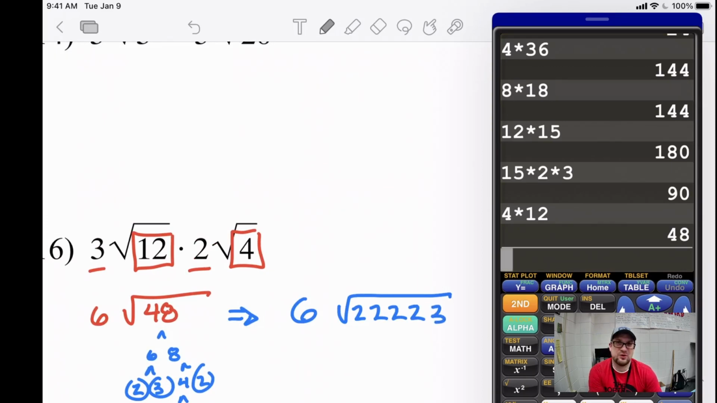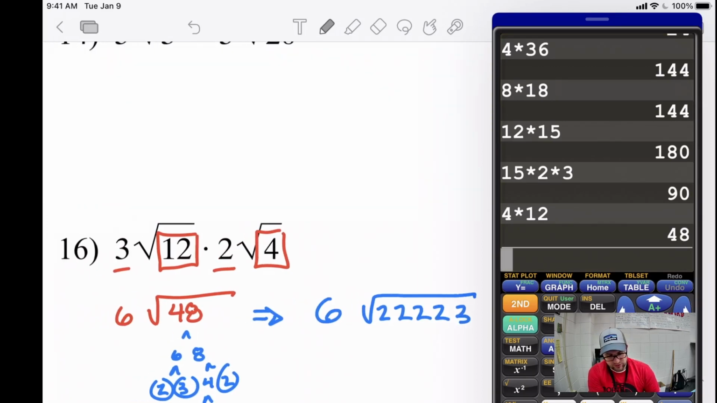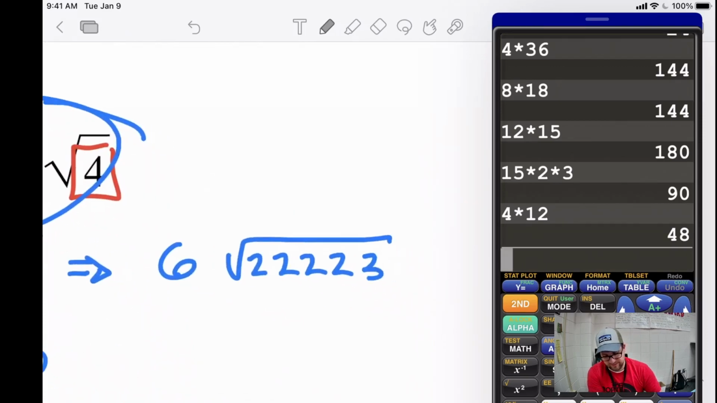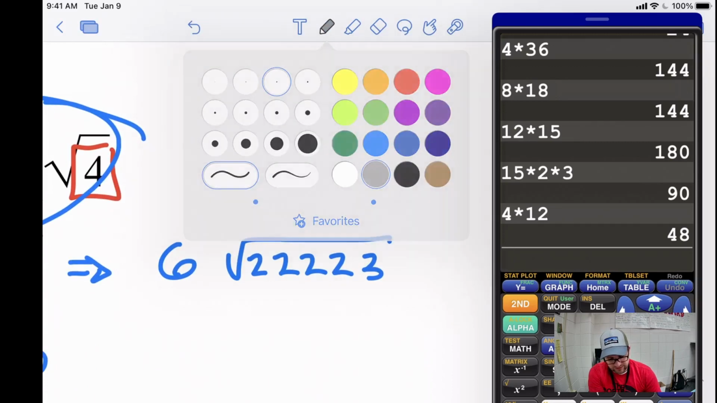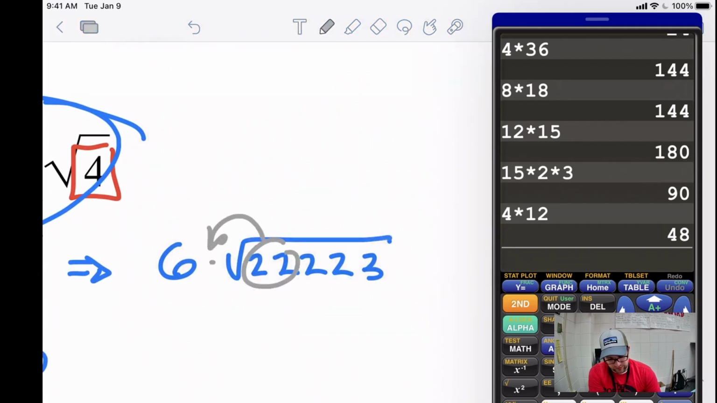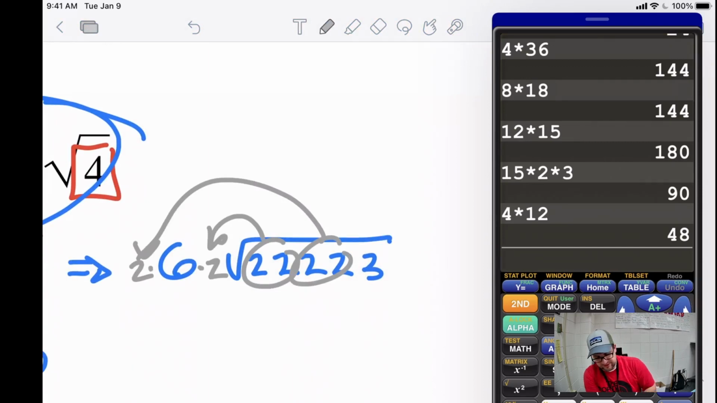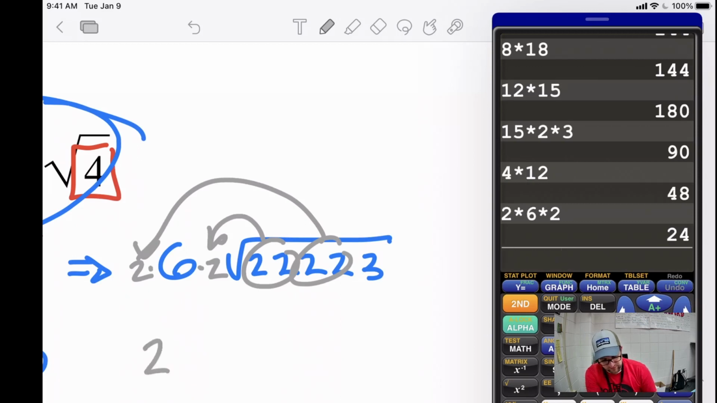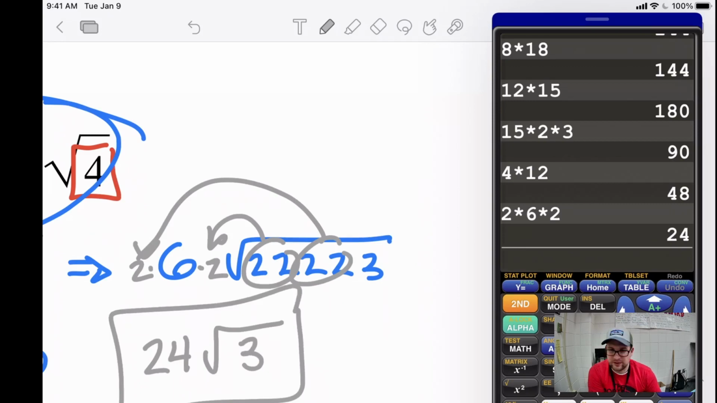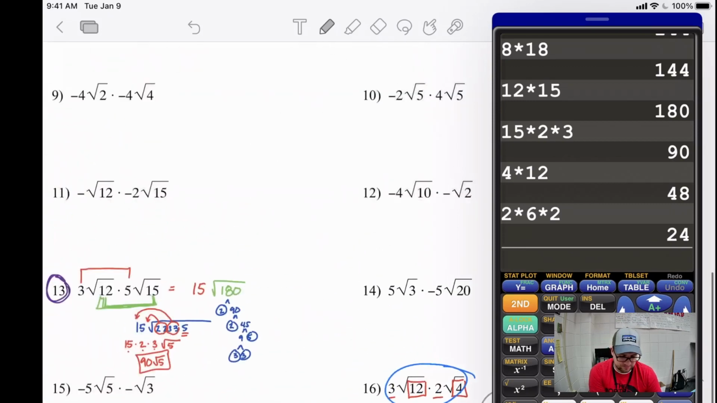Now it's important to realize the only part that's new was just how we combine these together. Everything else, though, is very much the same. So look for any pairs. We can pull out a 2. You can pull out another 2. These get multiplied together. 2 times 6 times 2 gives us 24 on the outside. And then we're going to have square root of 3 over here. And just like that, we're done.